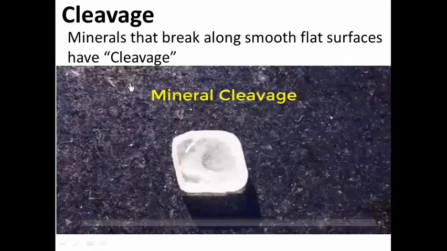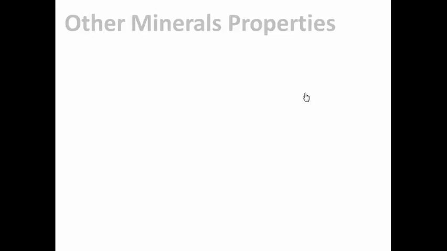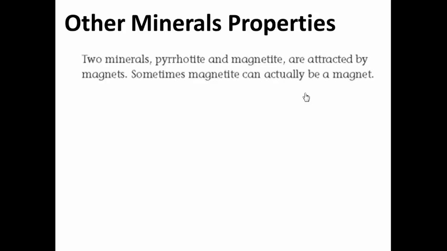Now let's see the definition of cleavage: minerals that break along a smooth and flat surface. The form of the break is smooth and flat. Remember it, please. So now we finished all the properties, but finally we'll give you other mineral properties. Two minerals, like pyrite and magnetite. What is special about magnetite and pyrite? All of them can be attracted to a magnet.